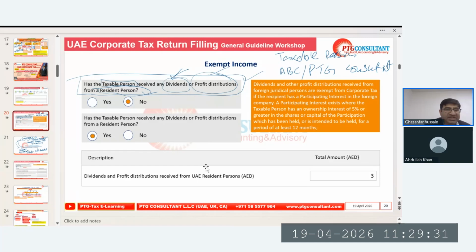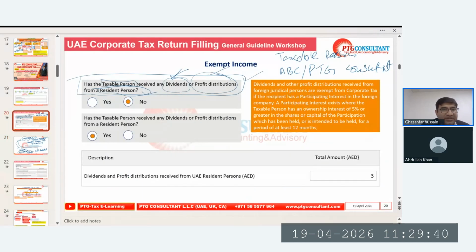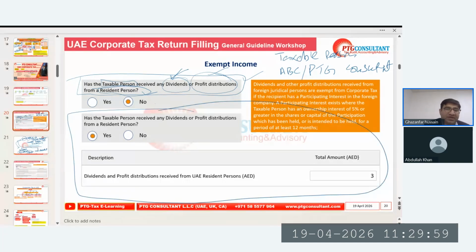So here we understand that the UAE company made an investment in another company and is receiving the dividend, so it will be treated as a taxable person receiving dividend and profit from the resident company. If we say yes or no, the next window of the return will work in the same fashion. If we say no, the window below will not open, this activity will not open, so the return will go to the next step.